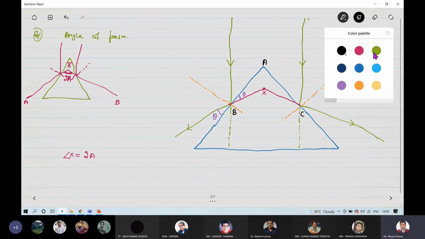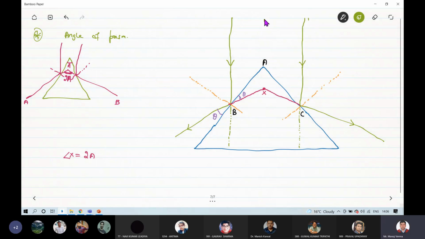And I am also creating a parallel ray, which is just incident on the edge of this prism. Okay. So from this, I have to prove angle X is equal to twice of A. So if this angle is theta, again this angle will be theta, and this angle will also be equal to theta.